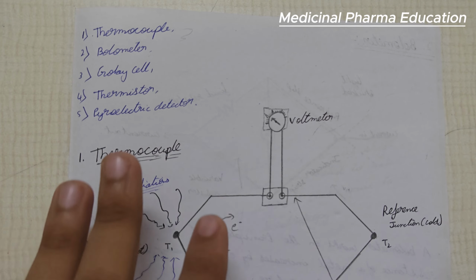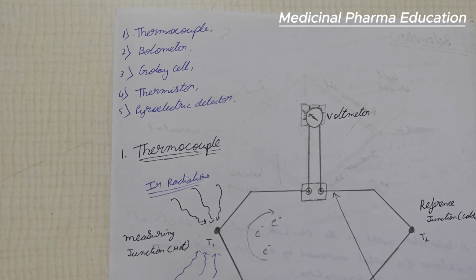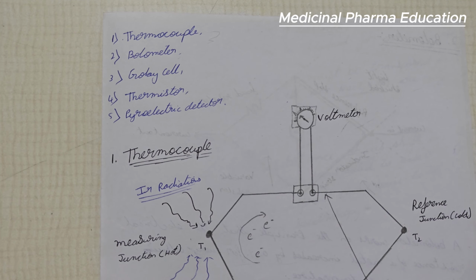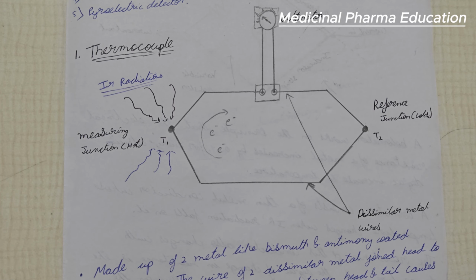These are the 5 types of detectors. You can study any 2 types of detectors. I'm going to explain the thermocouple and the bolometer. These 2 detectors are very simple to understand. You just have to understand the diagram, and the mechanism and the construction you can write based upon your understanding. Firstly, mainly the diagram.